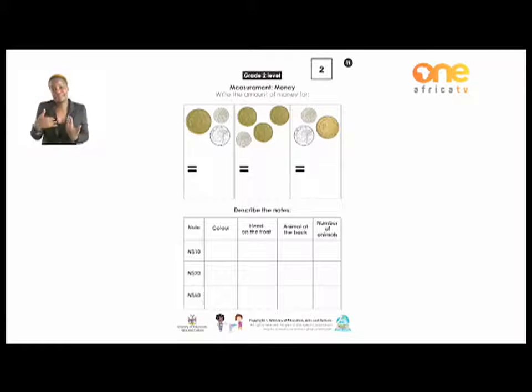You have to name for me the animal that is on the back of the notes, as well as the number of the animals. How many animals are there? Is it only one, or are there more than one animal? You have to indicate for me the number there. As well as the $50 note. What color is the $50 note? Whose head is on the $50 note? The animal, the name of the animal. I would like to see the animal's name, as well as the number of the animals on the $50 note.